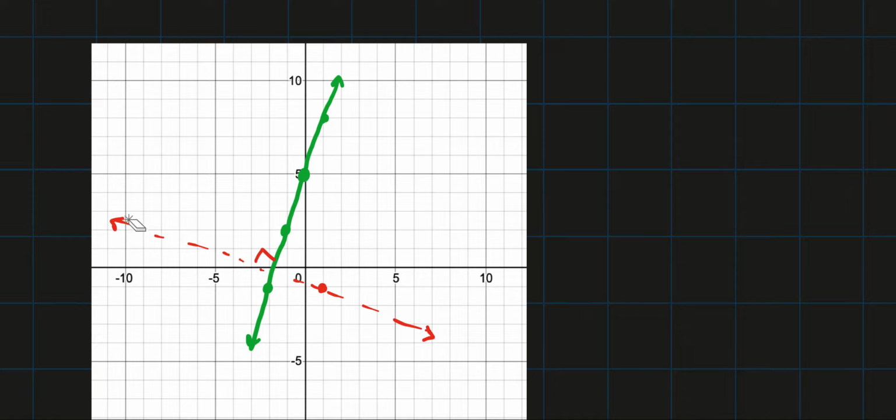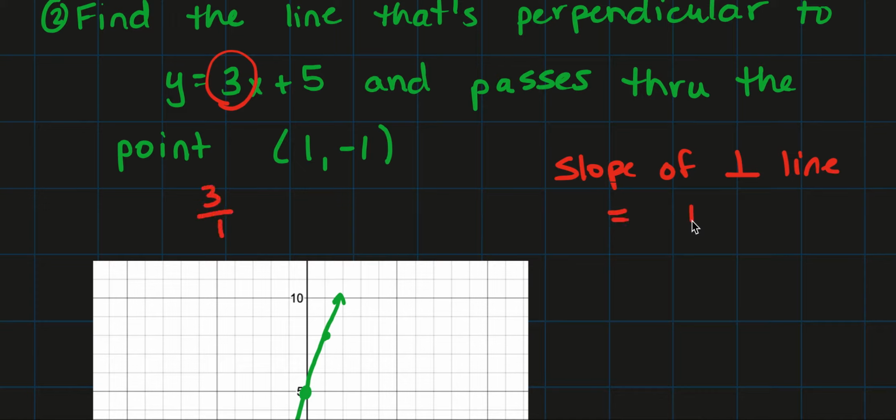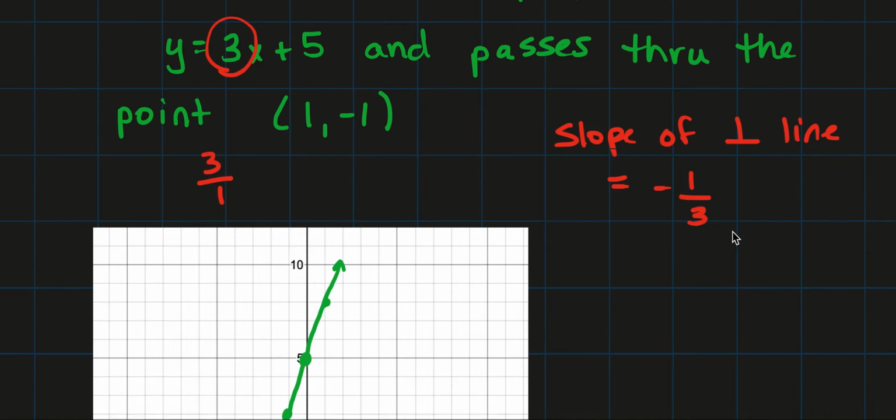Okay. So what do we know about perpendicular lines? We know that the slope of the perpendicular line has to be the negative of the reciprocal of the slope of the original line. So the slope of the original line is 3. So the slope of the perpendicular line is going to be equal to, well, this is the same thing as 3 over 1, so we flip that upside down and multiply it by a negative. So that's the slope of our perpendicular line.